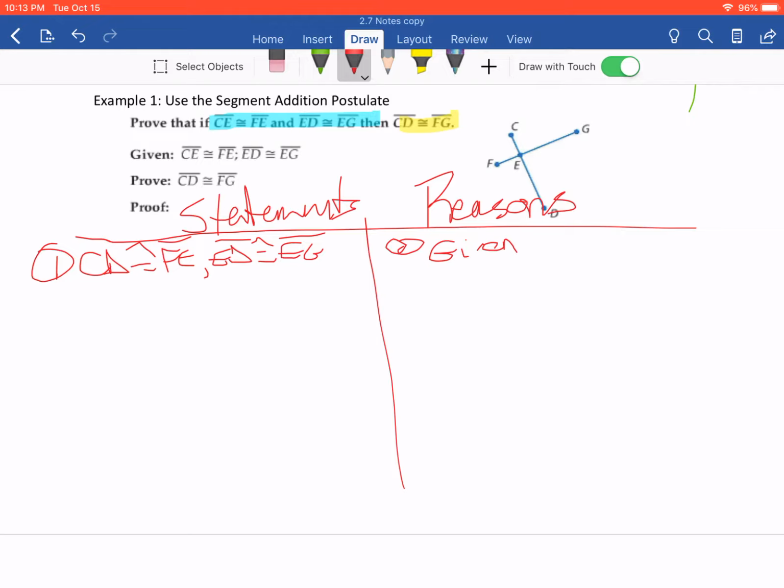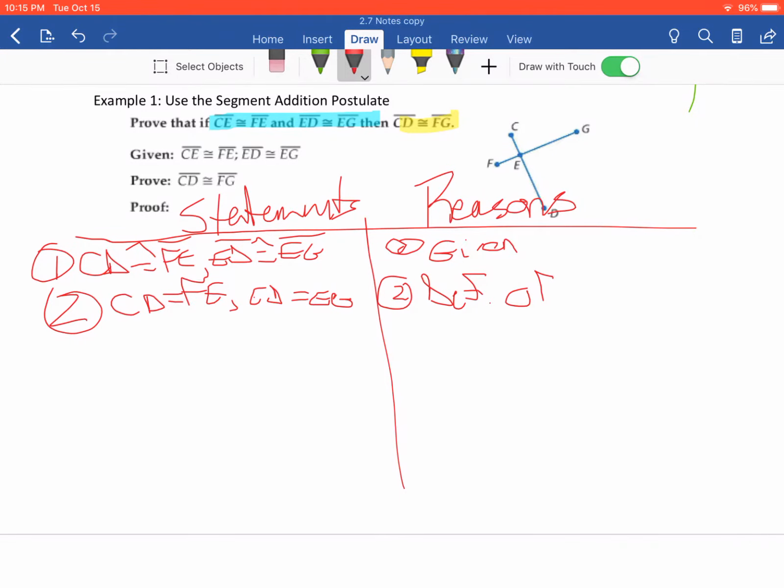Then we go to step two. In step two, we have to talk about the definition of congruency. When we use the definition of congruency, we get rid of our congruent sign as well as our line segments, because we're talking about distance now. So step two says that CE is now equal to the distance of FE. We also now know that ED is equal to EG. And that step is the definition of congruence.